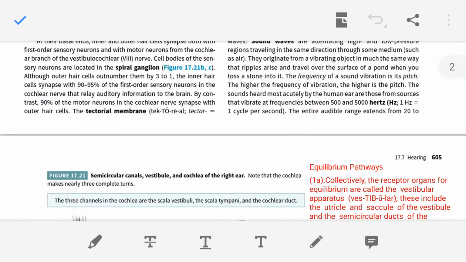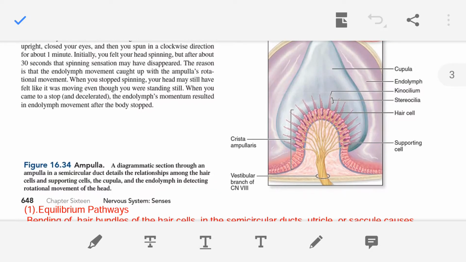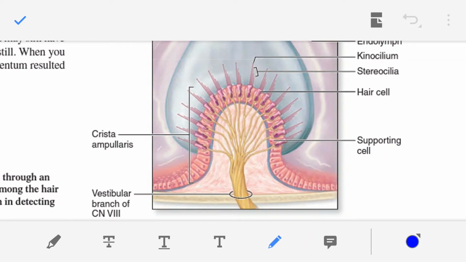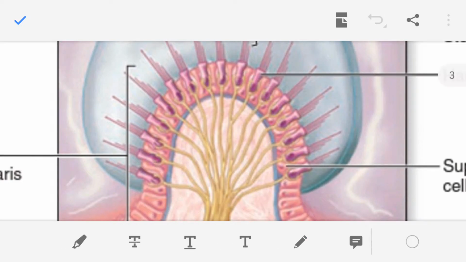Now in this figure, see here, as you can see, the hair cells are shown, and the cells making synapse with the hair cell, we know, are primary sensory neurons, also known as afferent neurons.